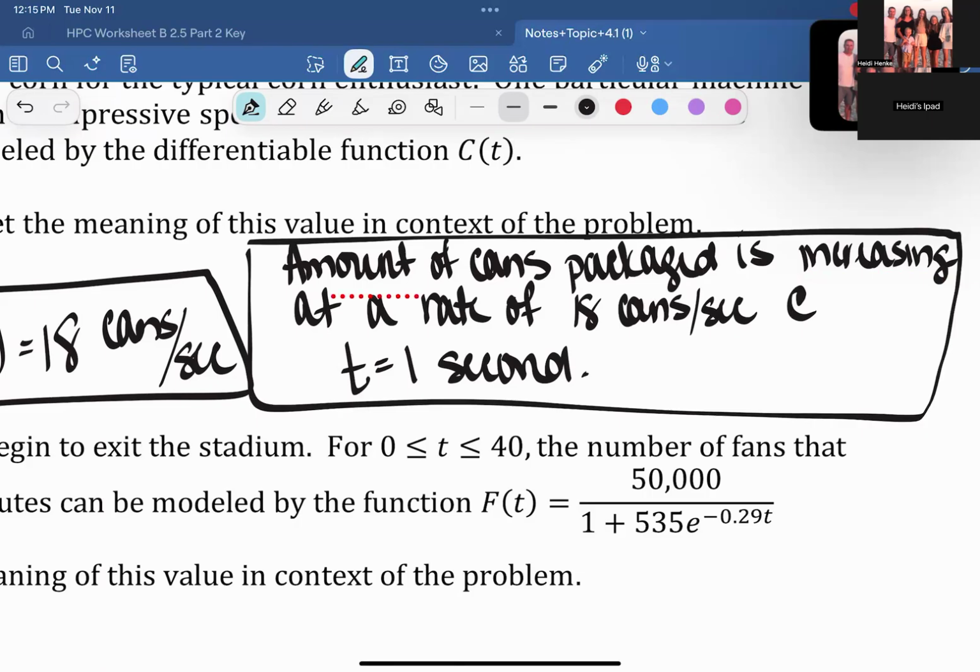Okay, so we talked about what are we talking about? Amount of cans. Is it increasing or decreasing? Increasing because it's positive. At this rate with my unit, 18 cans per second. At this time with my unit, time equals 1 second.